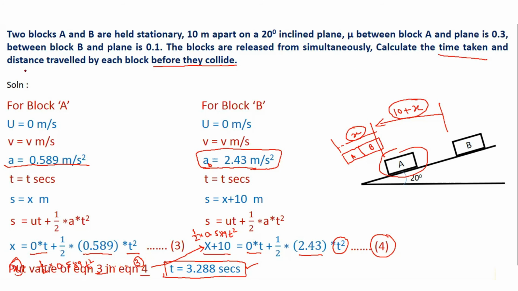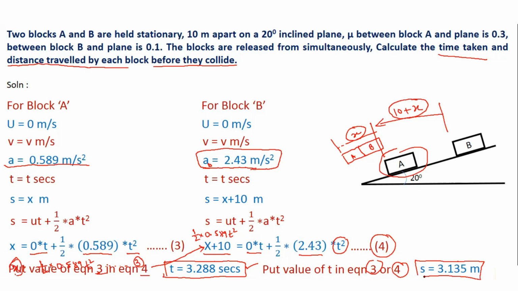The other thing asked was to find the distance traveled by each block. As we now know the value of t, I can substitute the value of t in either equation 3 or equation 4 available with us. So putting the value in equation 3 or 4, I will get the value of displacement as 3.135 meters. Now what does this answer mean? This answer means that blocks A and B will collide at a distance of 3.135 meters from this particular point.